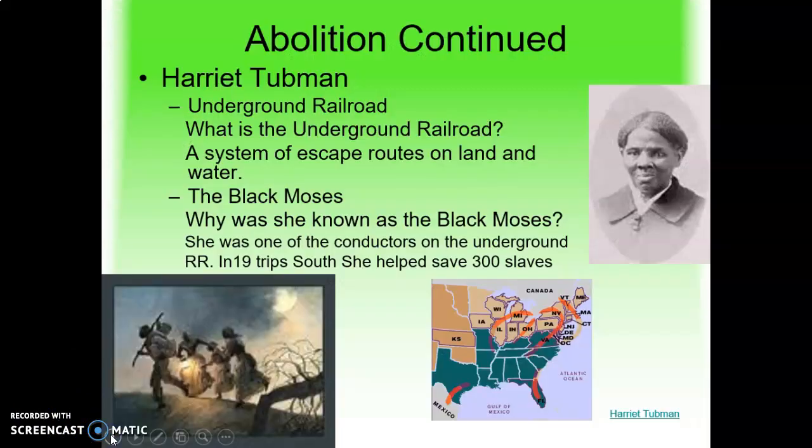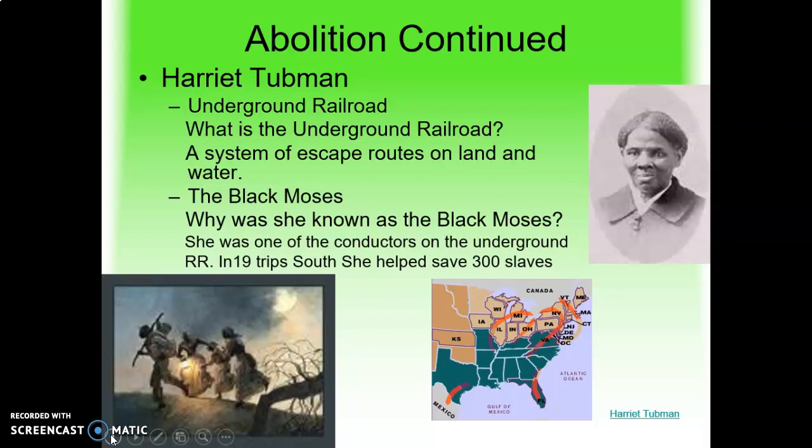So Harriet Tubman and the Underground Railroad. What was the Underground Railroad? It's a system of escape routes on land and water. She's known as the Black Moses. She herself was an escaped slave, so she will have a bounty on her head.